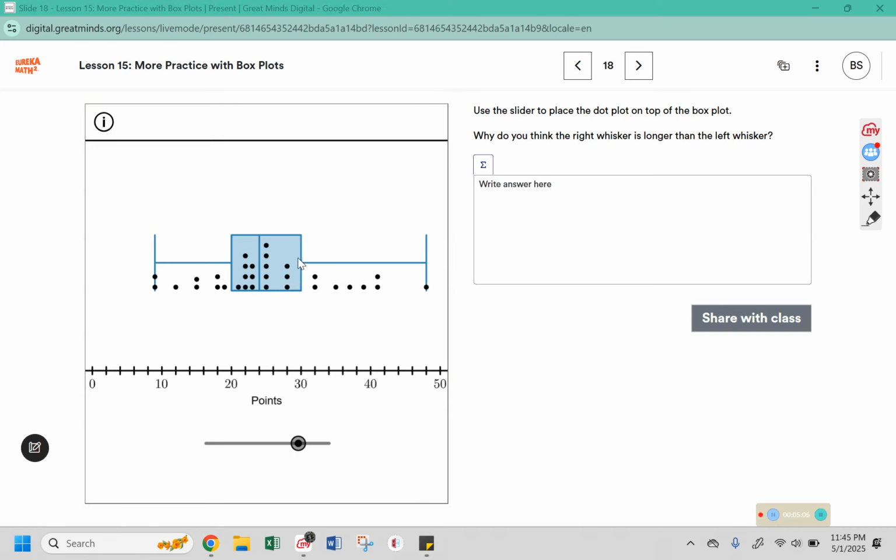What do you think would happen if the point 48 moved to 43? The whisker would get shorter, the maximum would change. There was an animation there. Let's watch it. So that whisker gets shorter and closer to Q3.